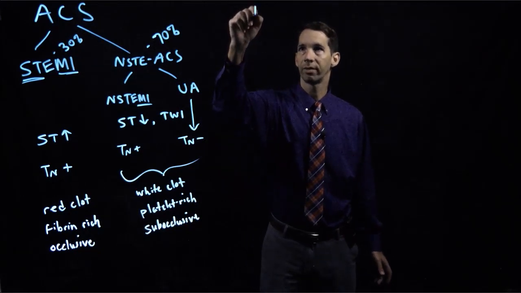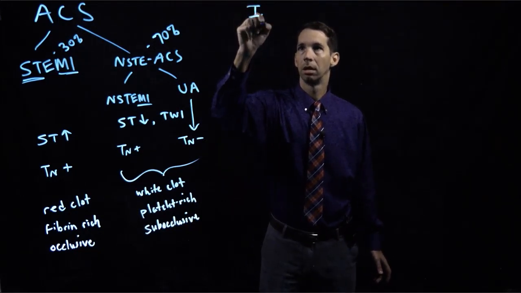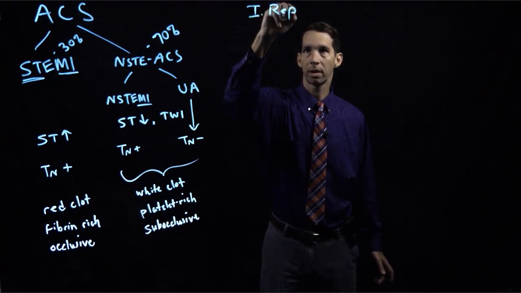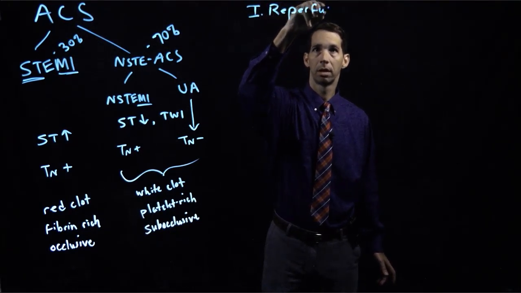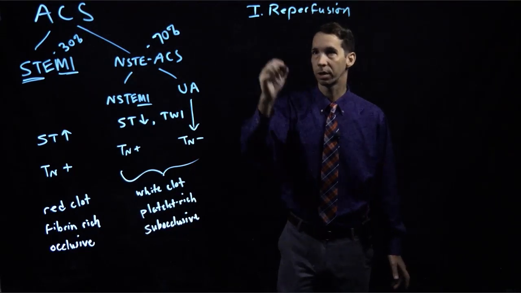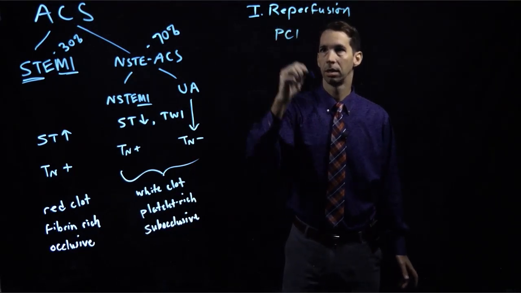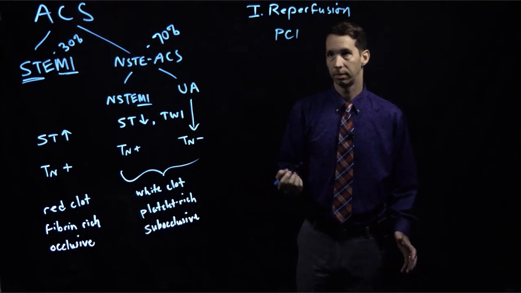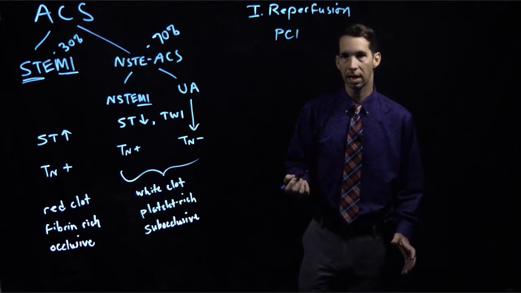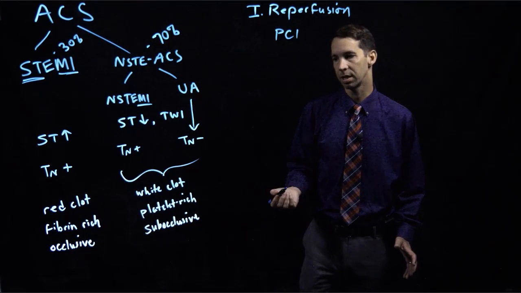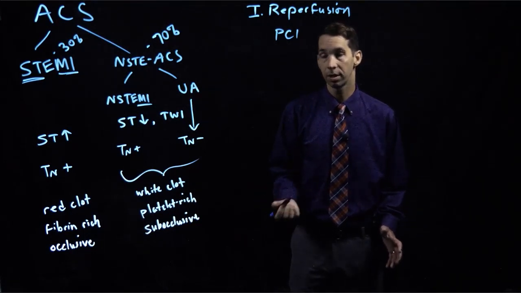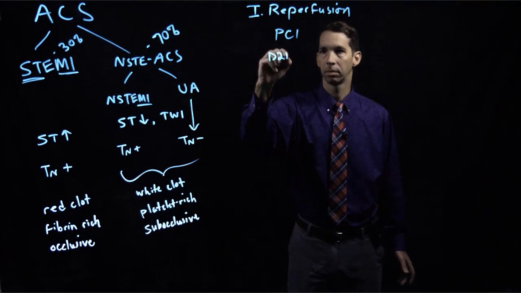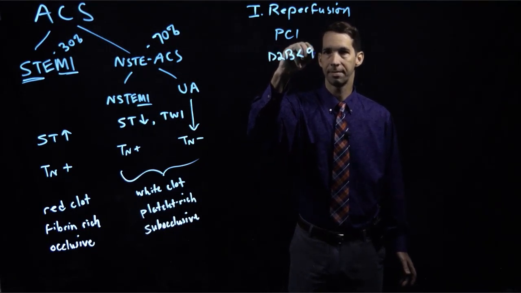So let's go through what our different modalities are for treatment. So the first one you'll always want to think about is reperfusion. Right, so reperfusion would include either PCI, percutaneous coronary intervention, which is going to be superior in most cases, right? The only time it's not going to be a preferred strategy is if you can't get the patient to the cath lab quickly, right? If you can't meet that door to balloon time goal of less than 90 minutes.